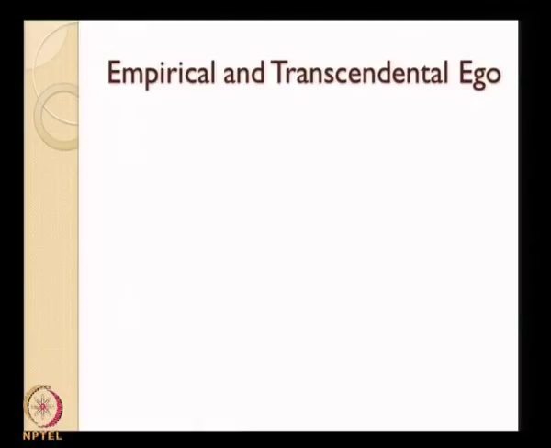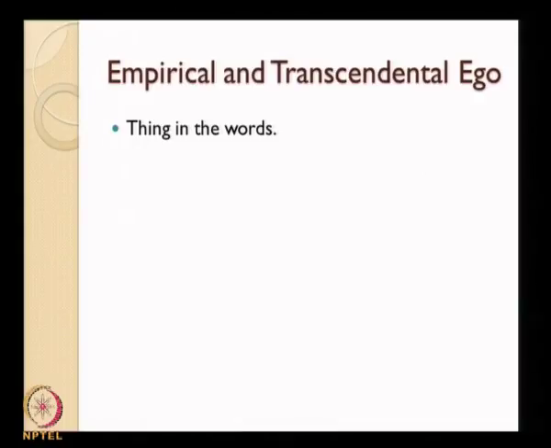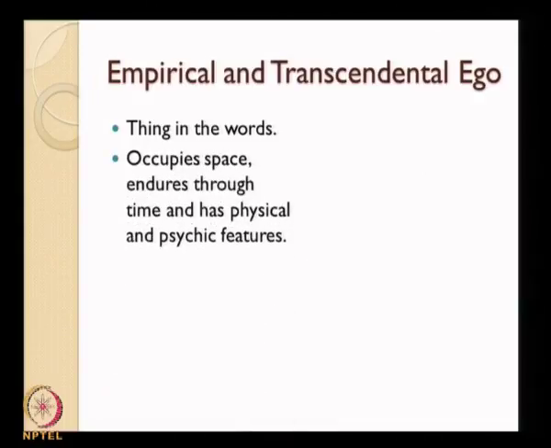Now, having said all this, I will once again come back to a comparison, a very brief one before I wind up this lecture, between the empirical and transcendental egos. So, the empirical ego is a thing in the world, it occupies space, endures through time and has physical and psychic features. It is a spatio-temporal entity, it occupies a place and it exists at a particular time.